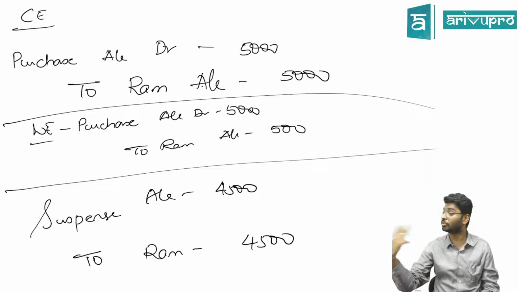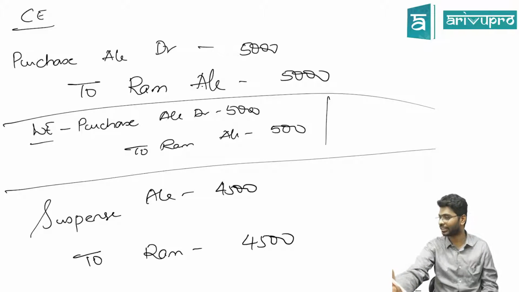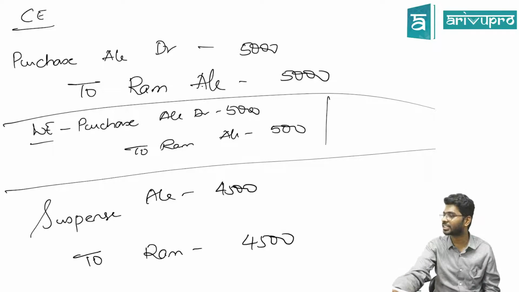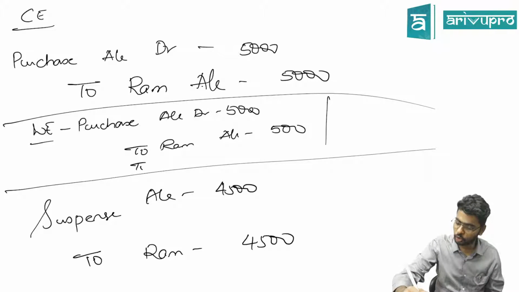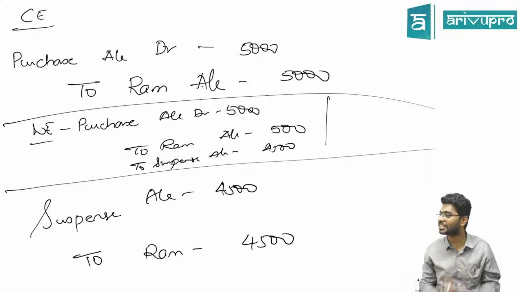I can do an even easier way. The moment I know this is the wrong entry, is my debit and credit matching? No. Check the wrong entry. Is my debit and credit matching? No. To match, I will write it as to suspense account 4,500. Now it becomes easier to rectify.